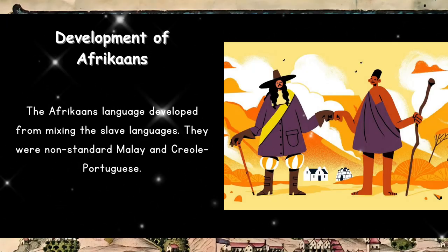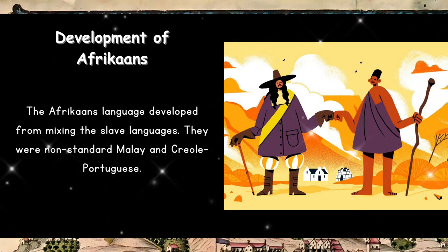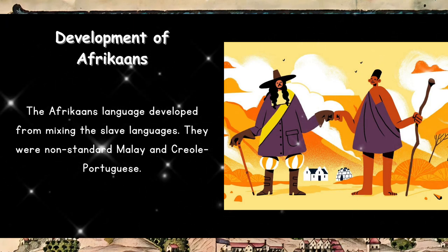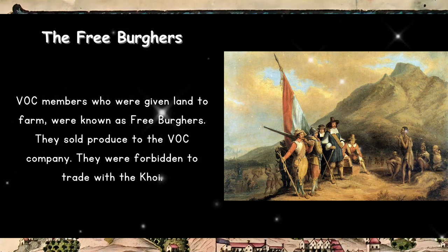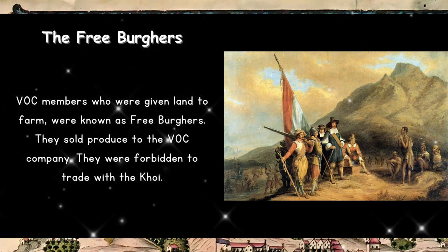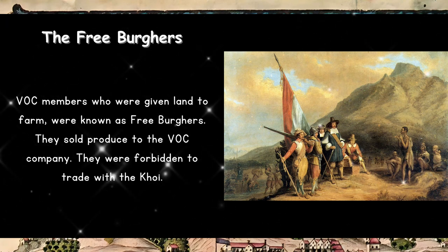The Afrikaans language developed from mixing the slave languages. They were non-standard Malay and Creole Portuguese. VOC members who were given land to farm were known as free burghers. They sold produce to the VOC company. They were forbidden to trade with the Kwai.